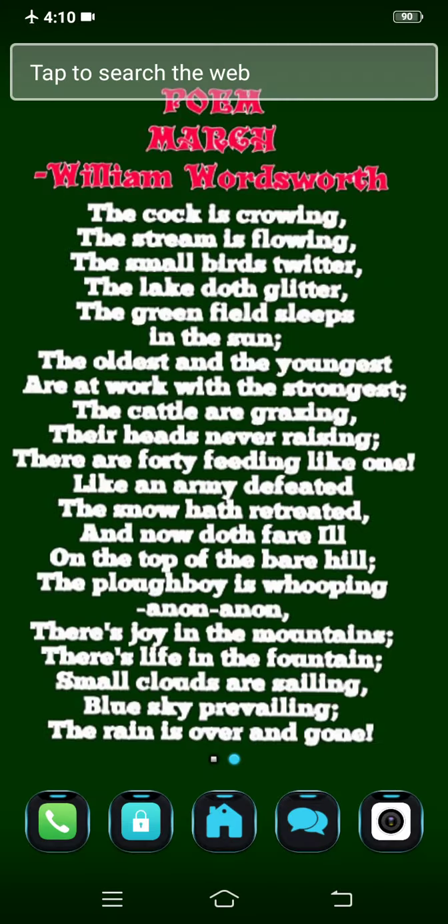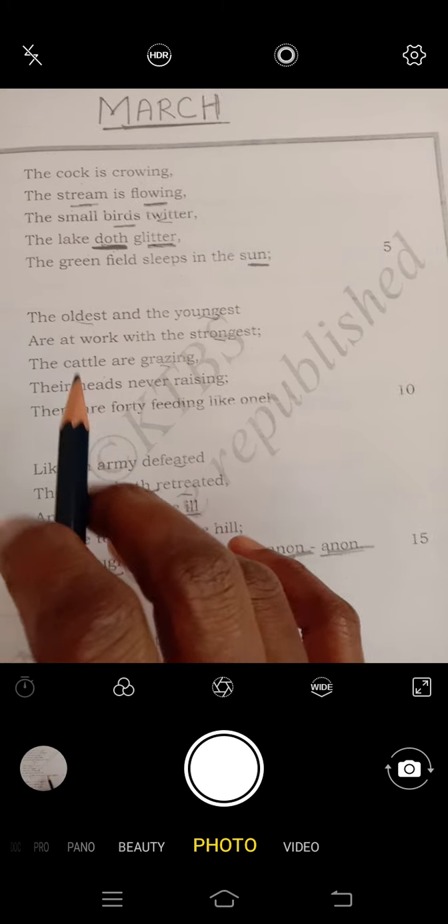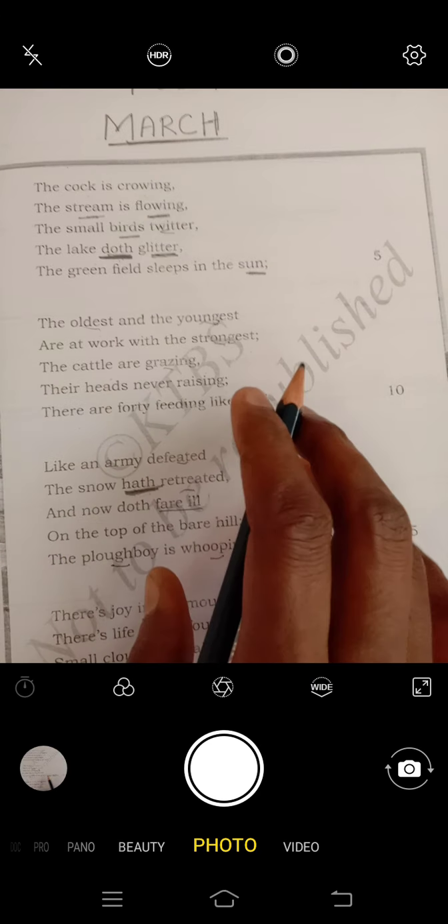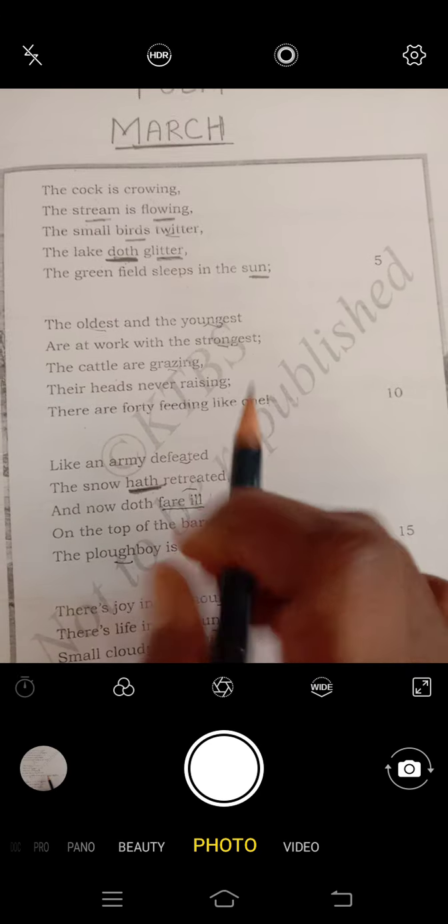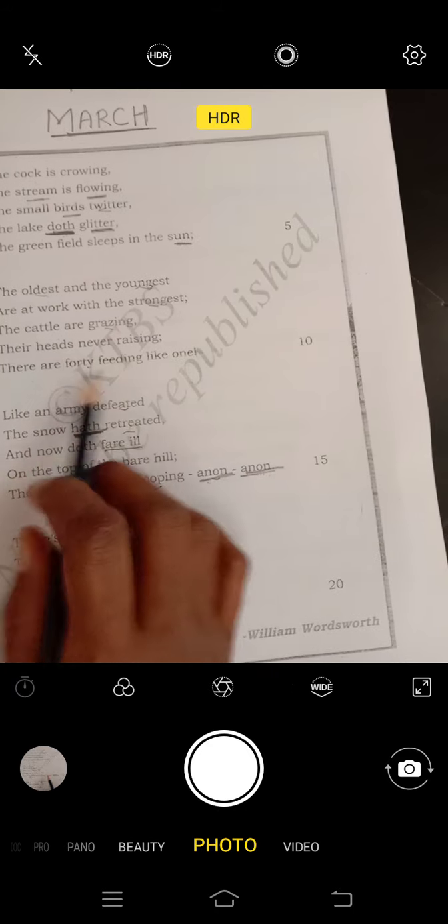So as the sunrise falls on the lake, the lake appears shining.